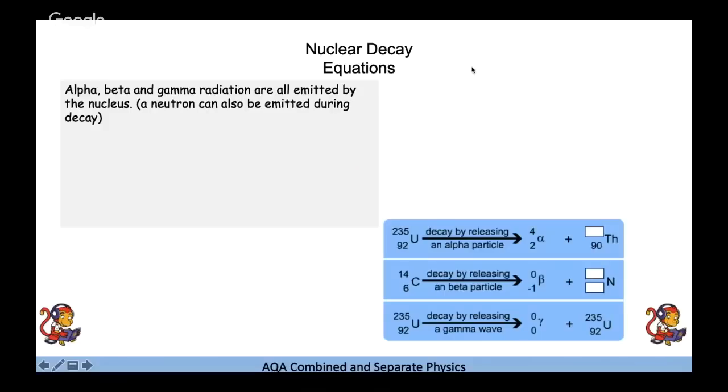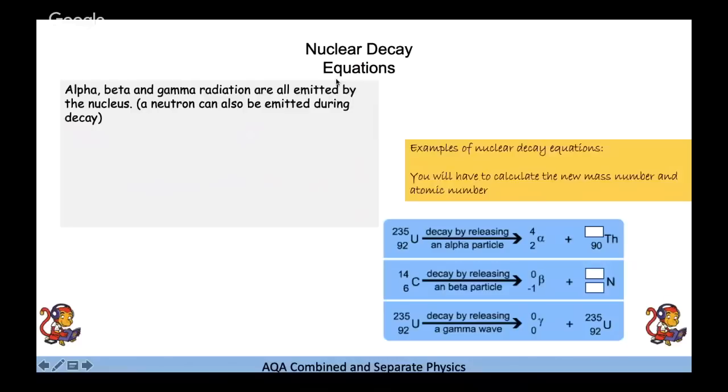And so nuclear decay equations then. These look rather scary down here. I've got some already written out for us. Now, alpha, beta, and gamma radiation are all emitted by the nucleus. And a neutron can also be emitted during decay. So each one of those could be called radioactive decay. Isotopes that are unstable will release alpha, beta, or gamma radiation. So here's some examples. You're going to have to find the new mass number or the new atomic numbers. So let's have a go at this.